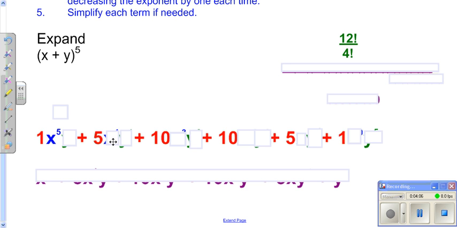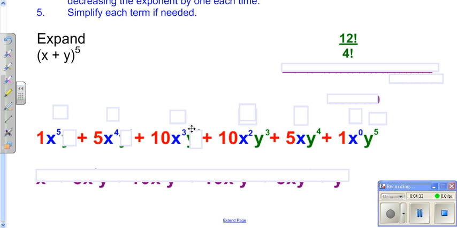So this one here is not going to be an x to the fifth, but an x to the fourth. Then it'll be an x cubed, and an x squared, and an x to the first, and then an x to the 0. Your y is at the end, so you have to start at the end, and you're going to put down a y. But what's your power? It's 5. And then you want to go backwards, decreasing your exponent on the y. So it'd be a y to the fourth, y cubed, y squared, y to the first, y to the 0.